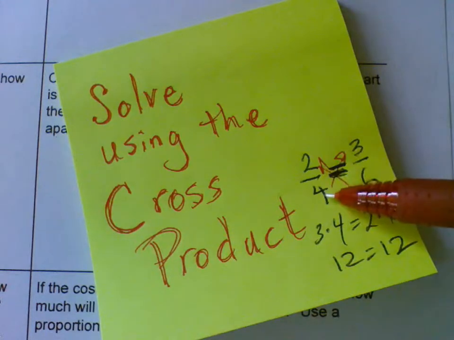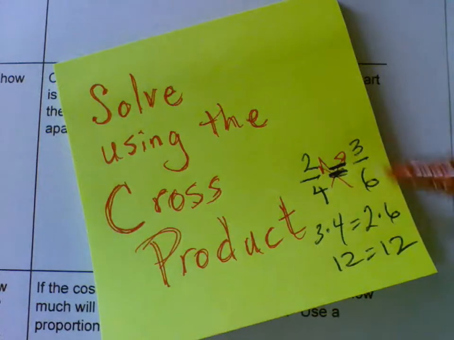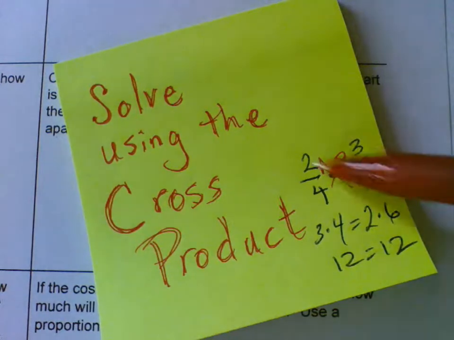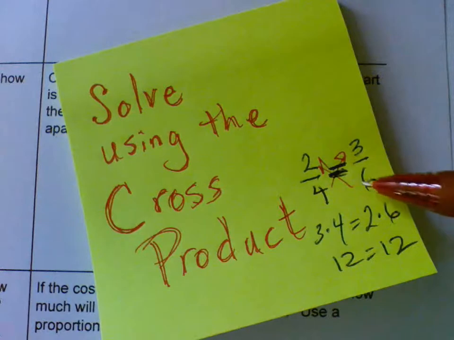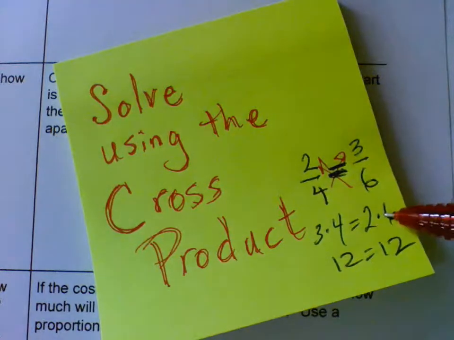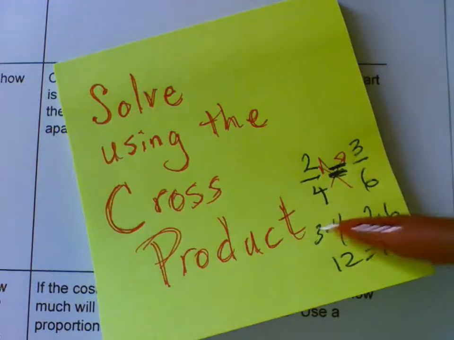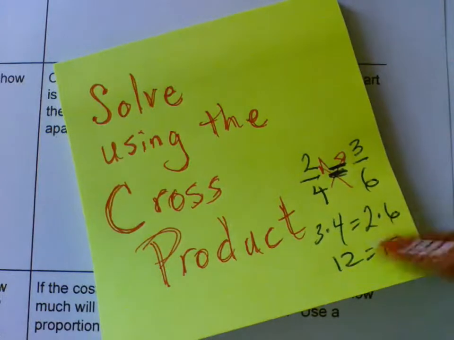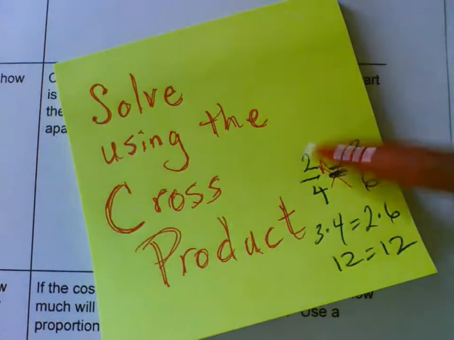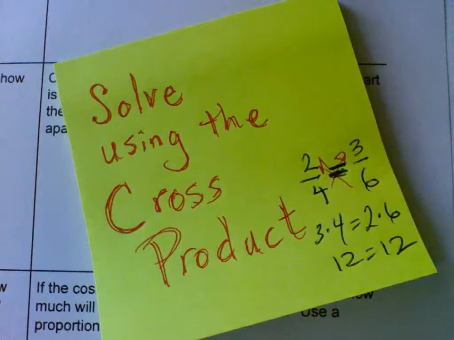Two fourths is the same as a half, and so is 3/6. So the cross product is just when you multiply across the equal sign. So 2 times 6 is equal to 4 times 3, or 3 times 4. 3 times 4 is 12. 2 times 6 is 12. So you can see here that it takes advantage of an equal fraction.